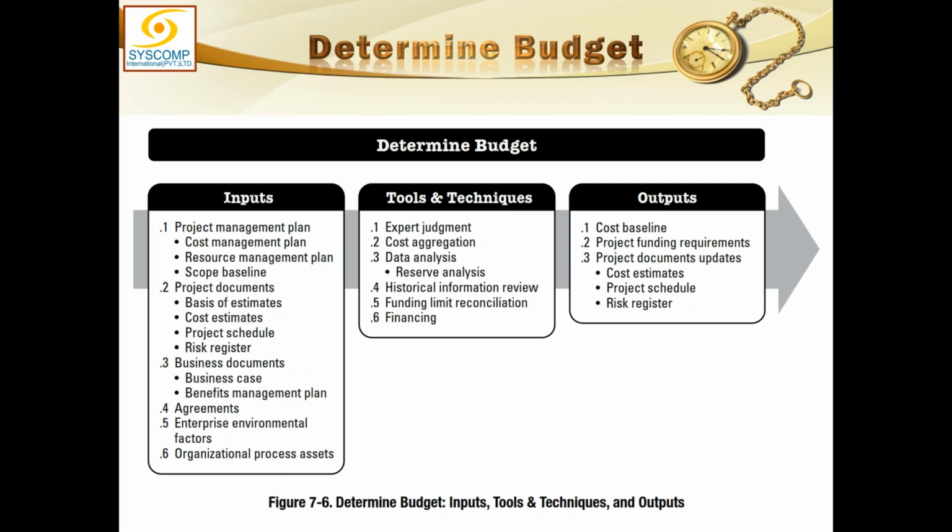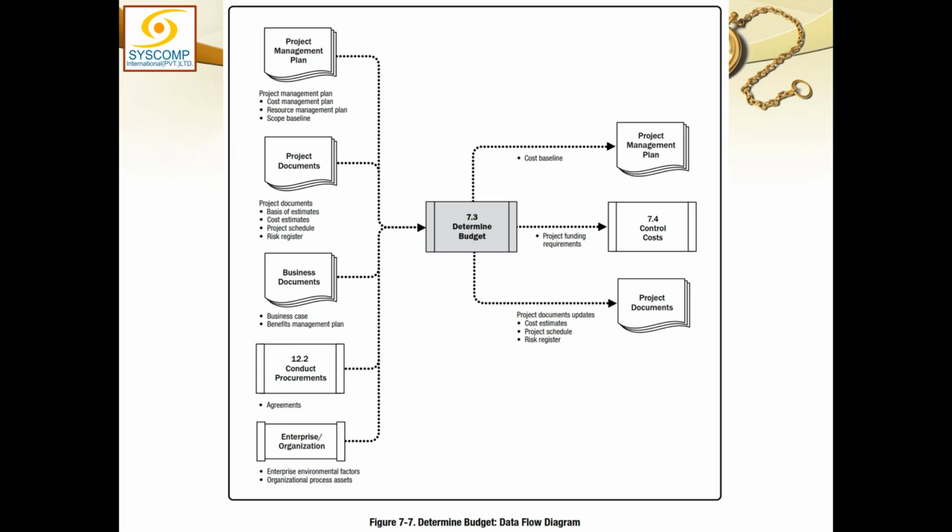So all the estimations are done down to the iteration level. Ultimately, after having done this, we come up with the cost baseline, which is the S curve. On the S curve, we mark the project funding requirements: exactly how much money will be made available at what time, in how many installments. Naturally, our cost baseline is aligned to that project funding requirement. And the project documents, such as cost estimates, project schedule, and risk register, will all be updated accordingly.